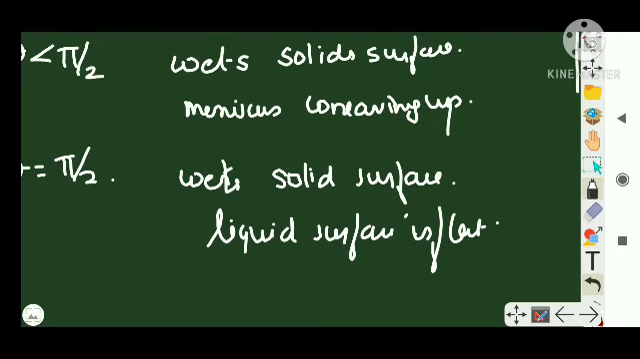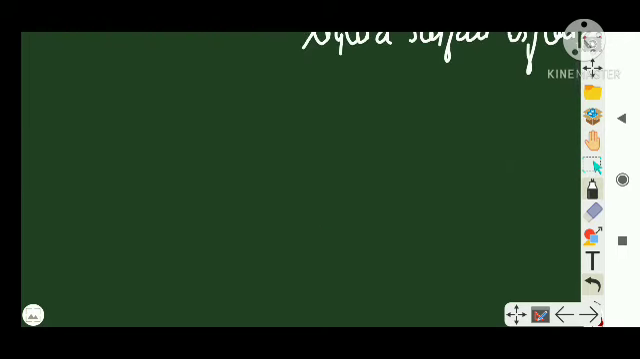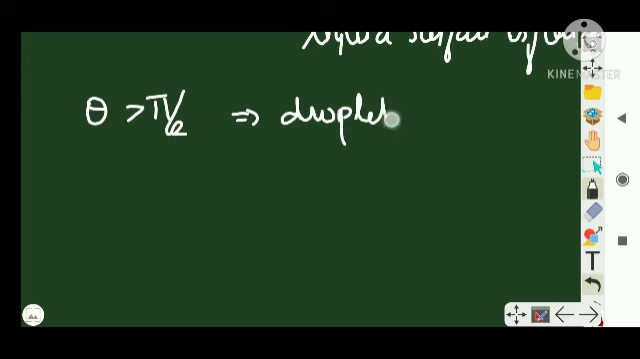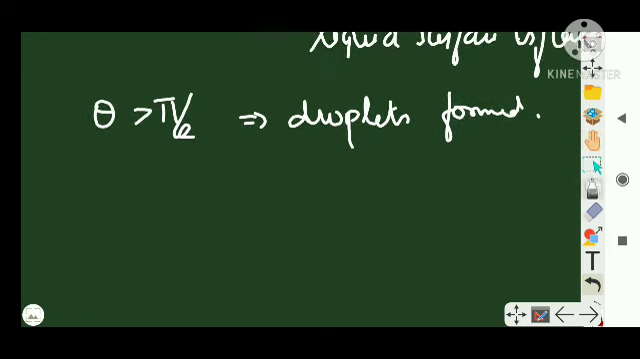Clear? Now similarly, there are some more things I have to talk about. By looking at the angle of contact, you can say whether the liquid will be spreading on the surface of a solid, or it will be forming droplets. Spreading means like this, droplets means this one. So if the angle of contact is obtuse, that is when theta is greater than 90 degrees, then you can say droplets are formed. That's why we talked about mercury forming droplets.